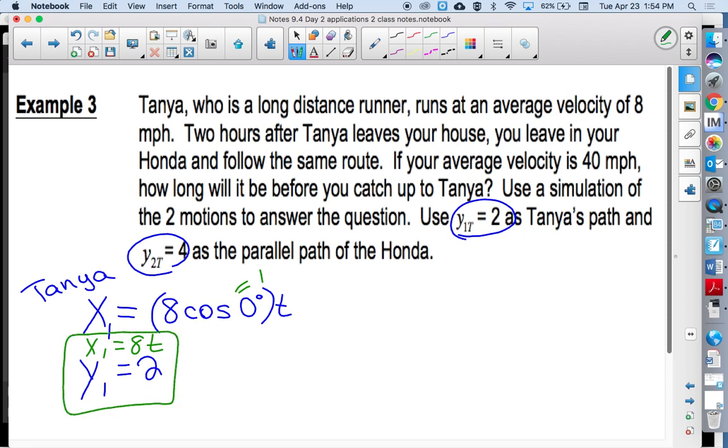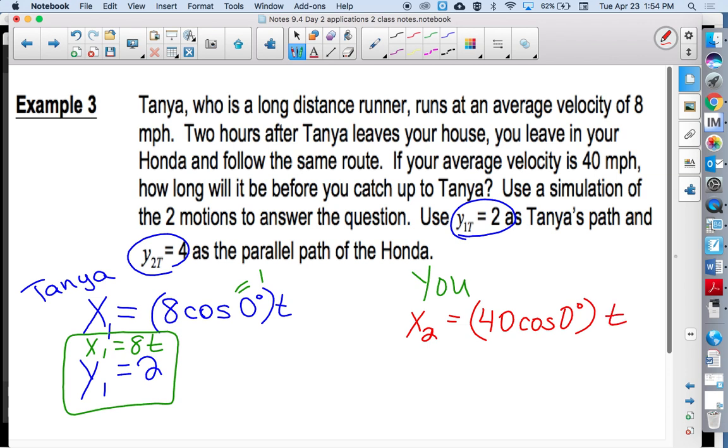So that would be my set of parametric equations for Tanya. And then for you, all of us lazy bums who are sitting on the couch eating chips as Tanya's taking her run, you are now traveling at 40 miles an hour times the cosine of 0, still the same angle. However, you leave 2 hours later.